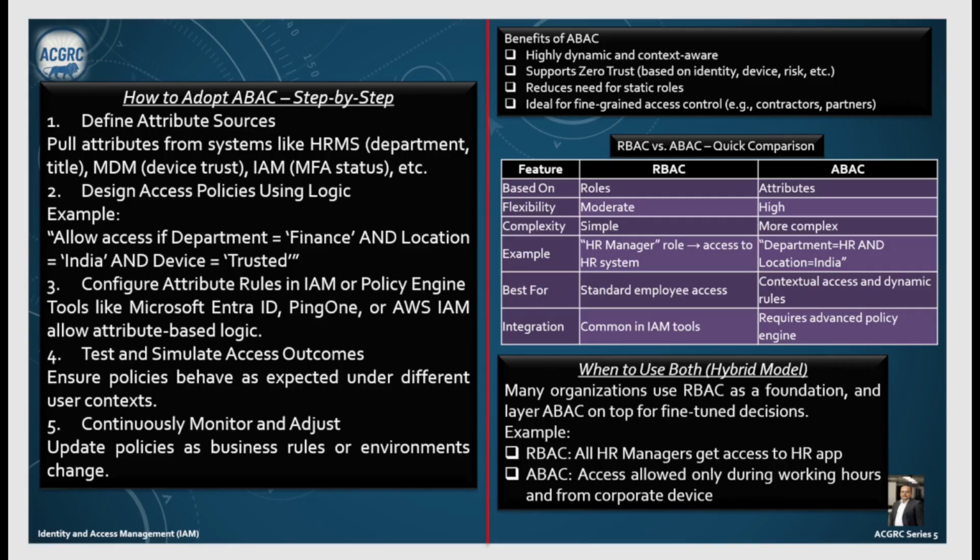How do you adapt ABAC? Well, the first is define attribute source. Pull attributes from systems like HRM, etc. Design access policy using logic examples. Configure attribute rules in IAM or policy engines. Test and simulate access outcomes. Continuously monitor and adjust.